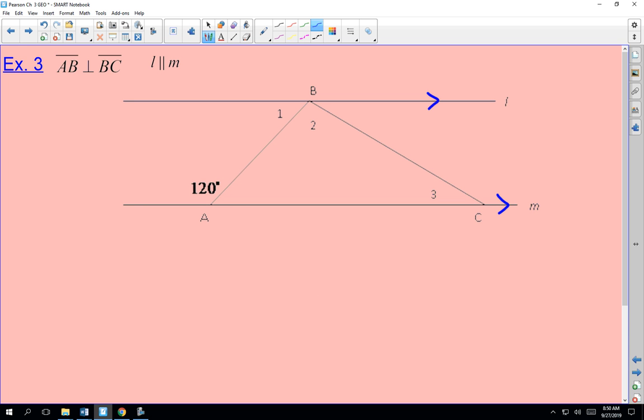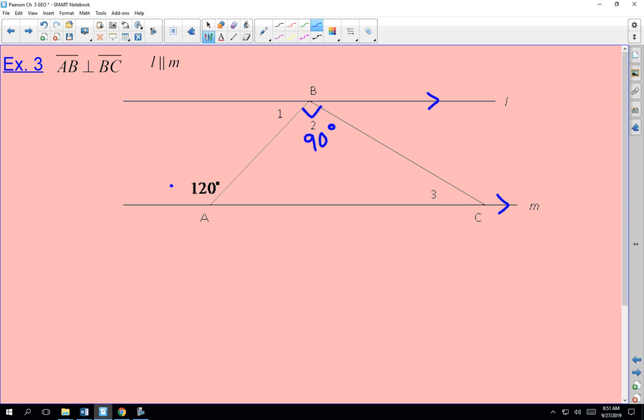So they give us one other angle. So whether it looks like it or not, AB is perpendicular to BC. So that means angle 2 is 90 degrees. Okay, so we got all kinds of information. We can do this. So if angle 2 is 90 degrees, and this angle down here is 120, what's the measure of angle 1?